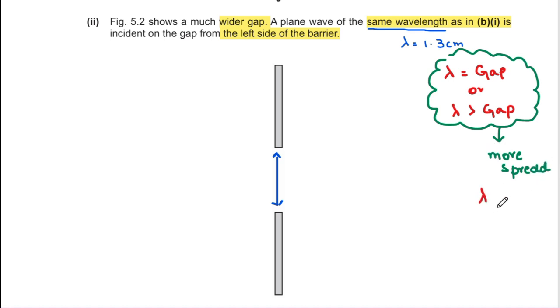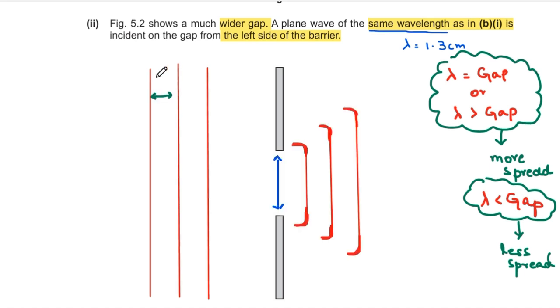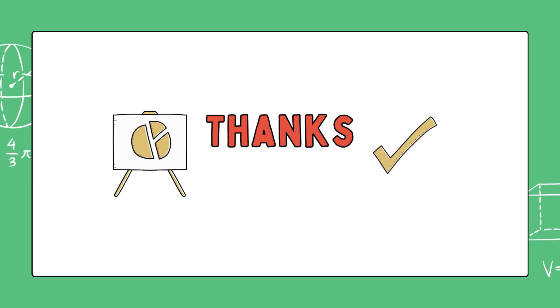But if the wavelength is much smaller than the gap, then there would be very little diffraction or very little spreading of the waves. Our incident wave has a wavelength of nearly 1.3 centimeters and the gap is much wider than 1.3, so the diffraction pattern will look like this, but the wavelength before diffraction and after diffraction is the same as the medium is not changed.